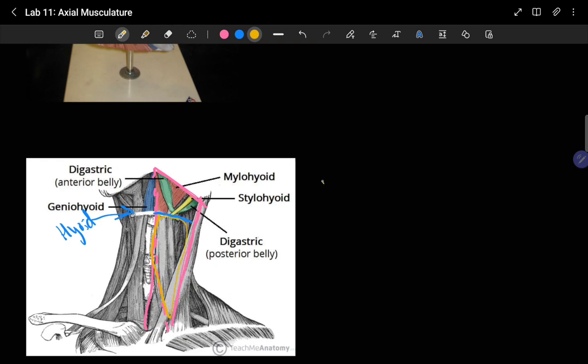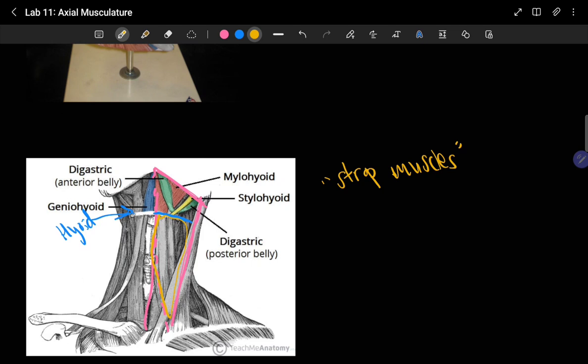These are sometimes referred to as our strap muscles, and that is solely based on appearance. These guys look like straps. You could think about a belt running through our hyoid here. That's literally all that name means. So strap muscles are strap-like, they're really long. They look like straps of leather or something like that.